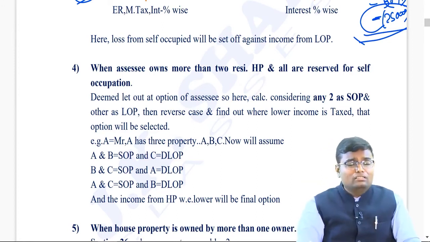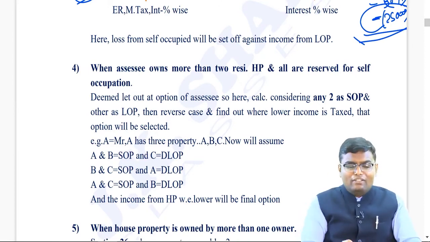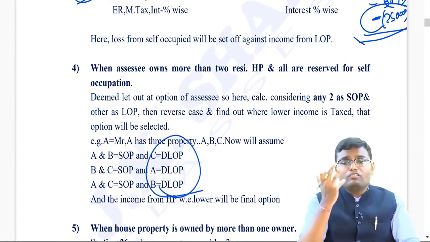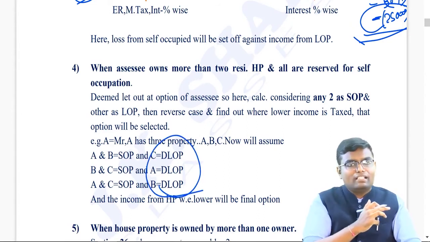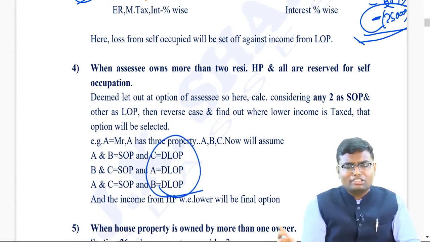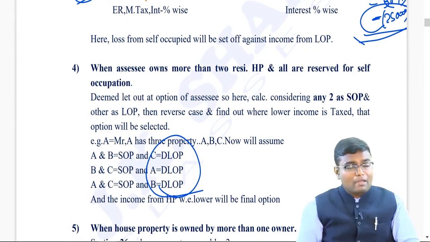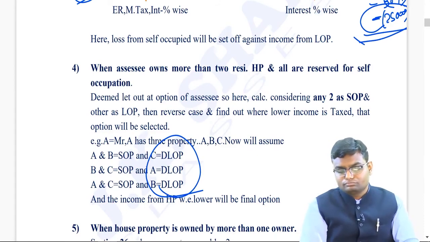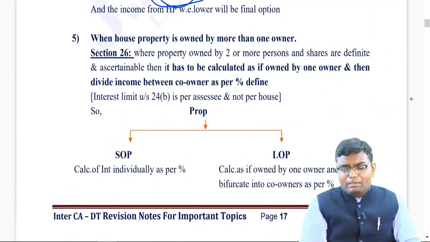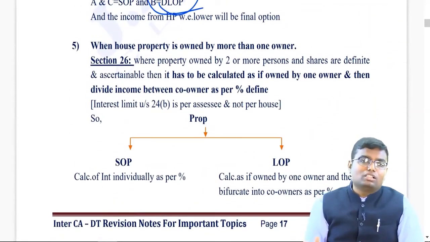While calculating this, if you are considering 2 SOP, remember the total interest deduction of both SOP cannot exceed 2 lakh. And while calculating income of deemed LOP, what will be the gross annual value? The expected rent. But there will be no limit on interest deduction. So the option which you select will be the most beneficial. Now, per year you can change this option. Per year. Yes.